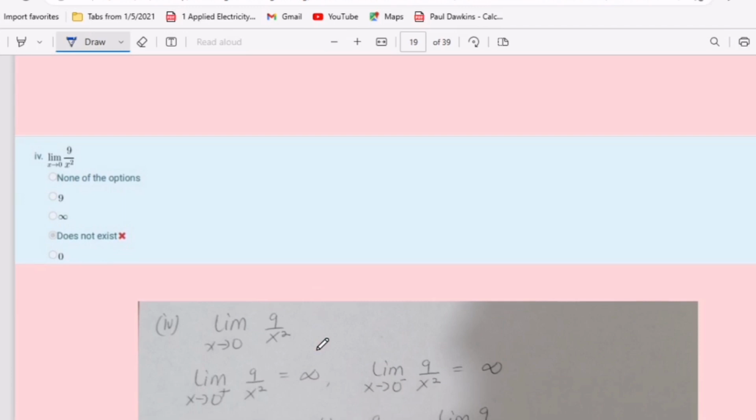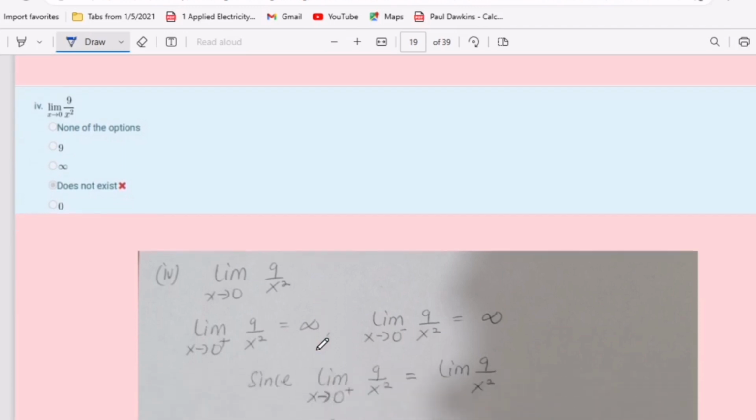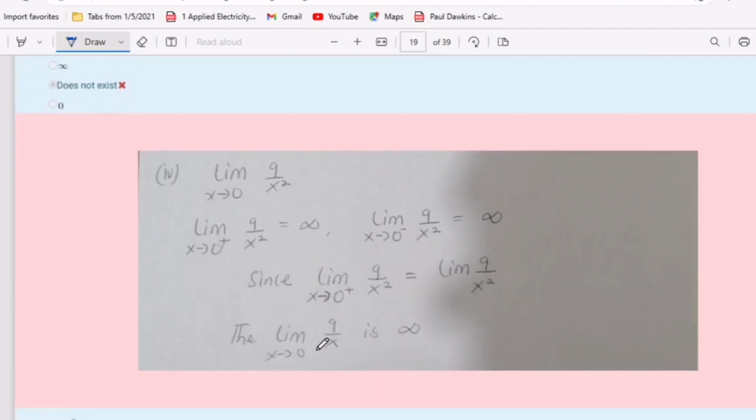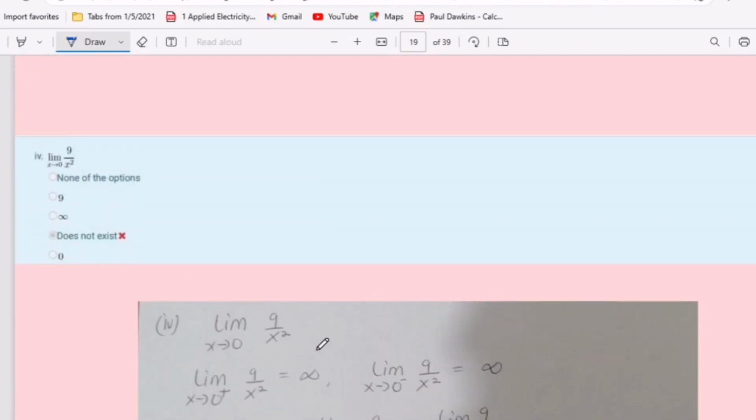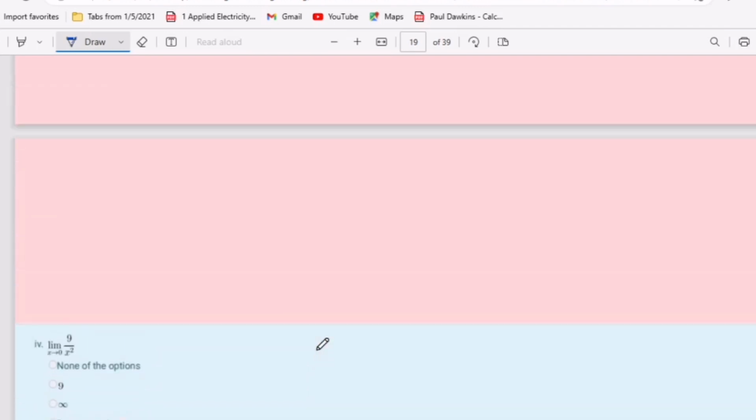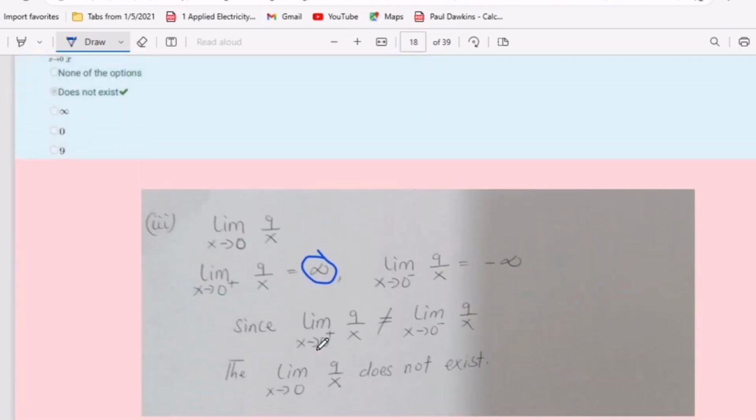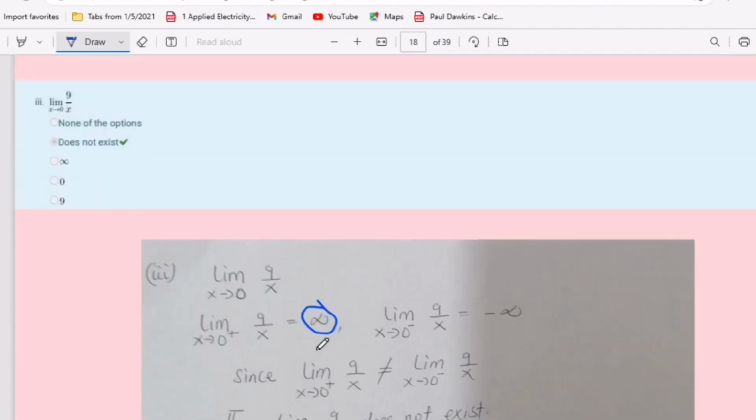Let's go to this one. This one, they are asking us this, right? The limit is what? Infinity. The limit is infinity. Am I getting it? But with this one, the limit does not exist.